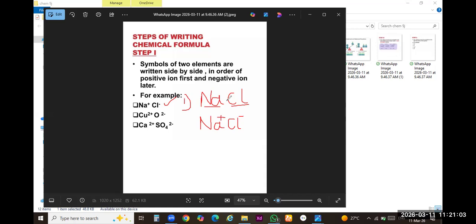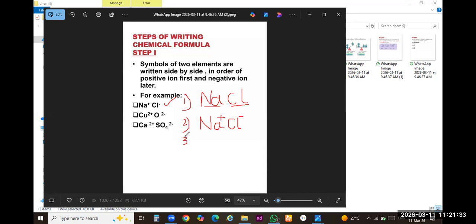Now these are elements. There is no bond in between these elements, right? These are two different elements, right? So in the first step, you have to write the elements side by side. You have written the elements side by side, right? In the second step, keep it in your mind. Write down the positive ion first and the negative ion later. Always write the positive ion first and the negative ion later.